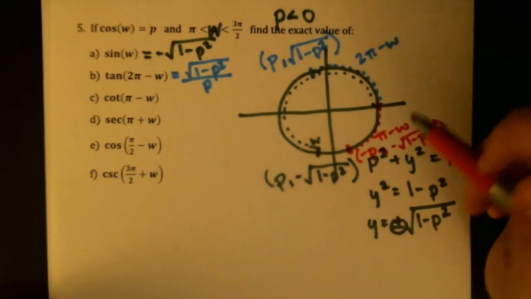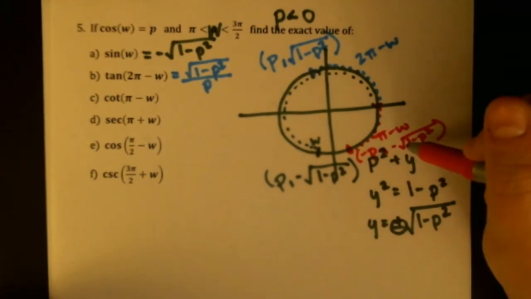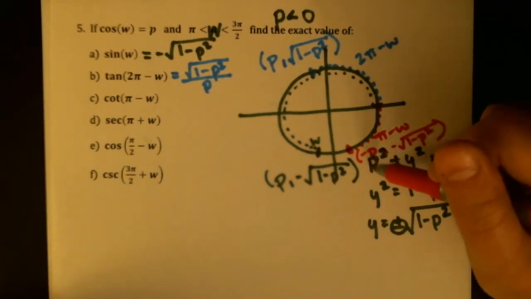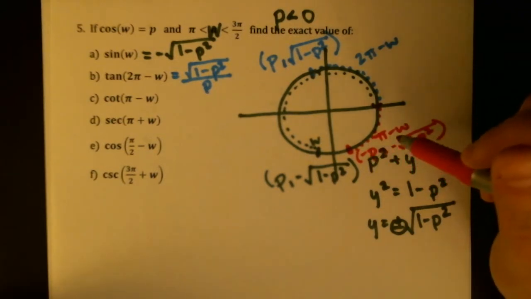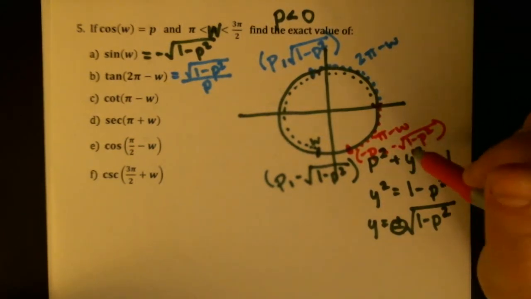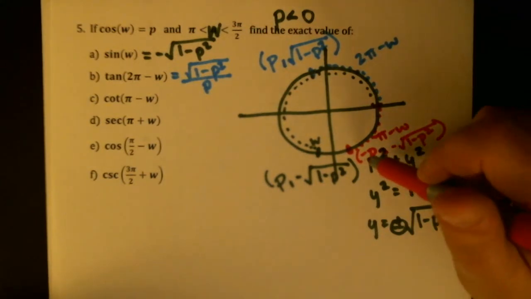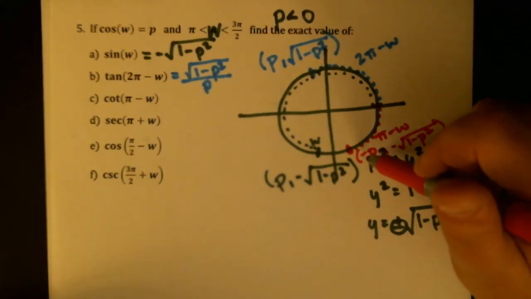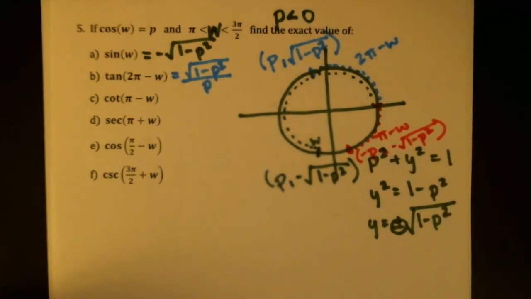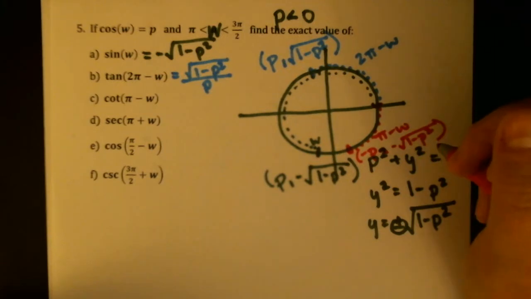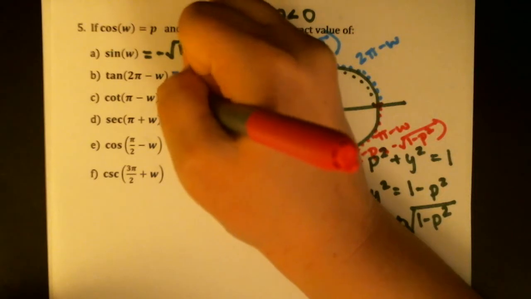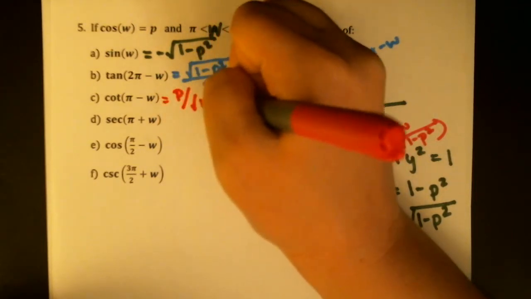We are looking for cotangent. Cotangent is x over y. So we're going to get the opposite of p over the negative root of 1 minus p squared. It is okay to say negative root here because you really are making that a negative number. But here, you're taking a negative number and making it positive by finding its opposite. The negative signs are going to cancel out. So we are going to end up with p over the square root of 1 minus p squared.